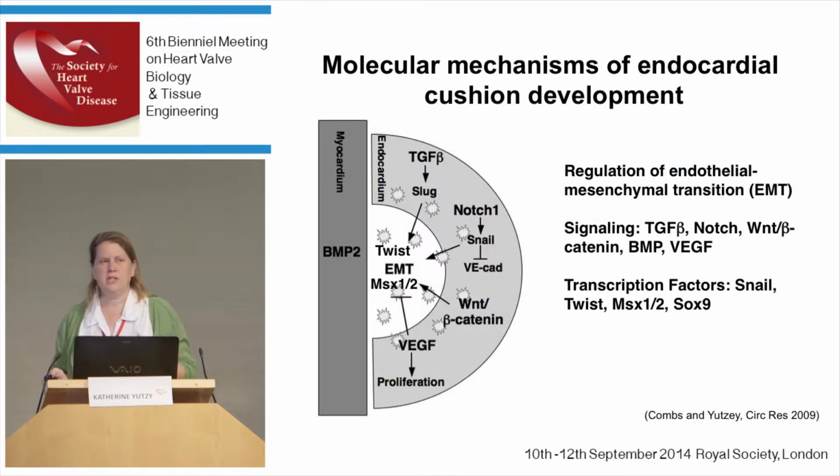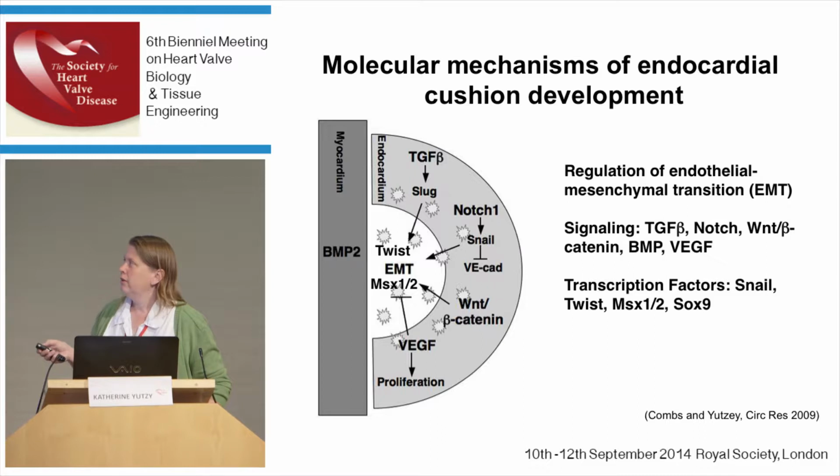The formation of the cushions and the valve progenitor cells has been studied for a long time, and a lot is known about some of the molecular hierarchies that control the endothelial mesenchymal transition, and then also control the expansion and proliferation of the valve progenitor cells.